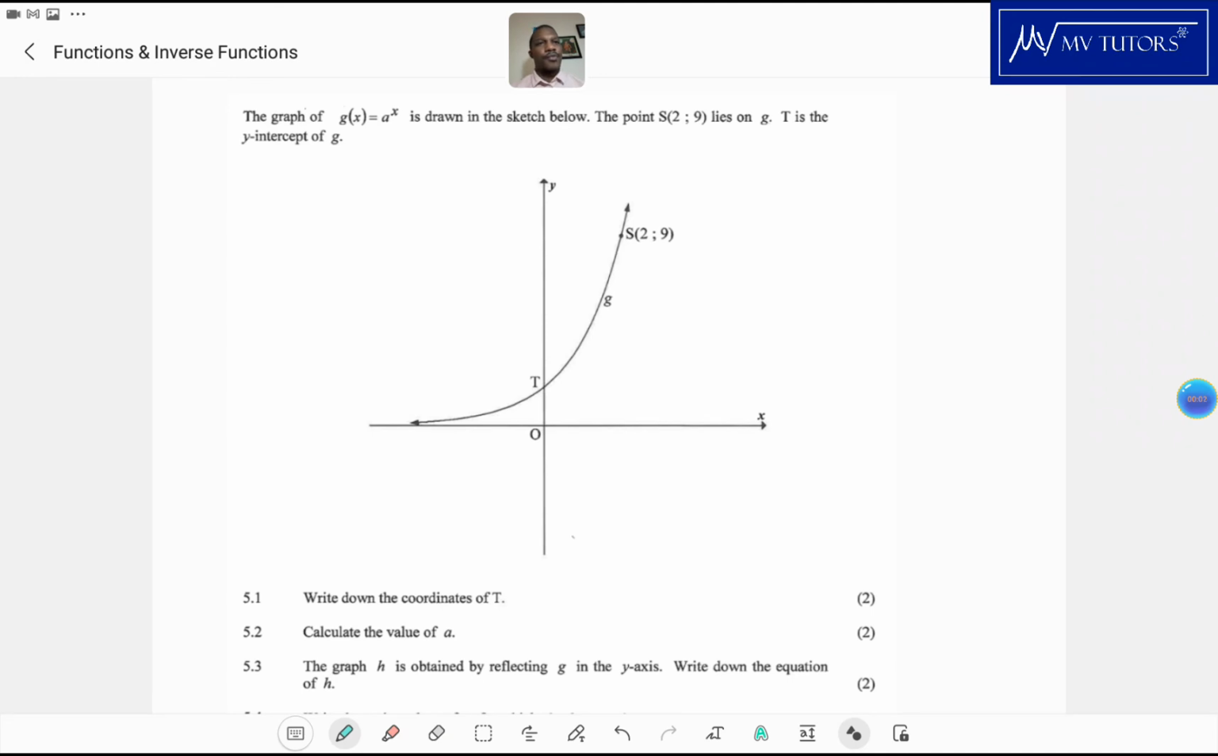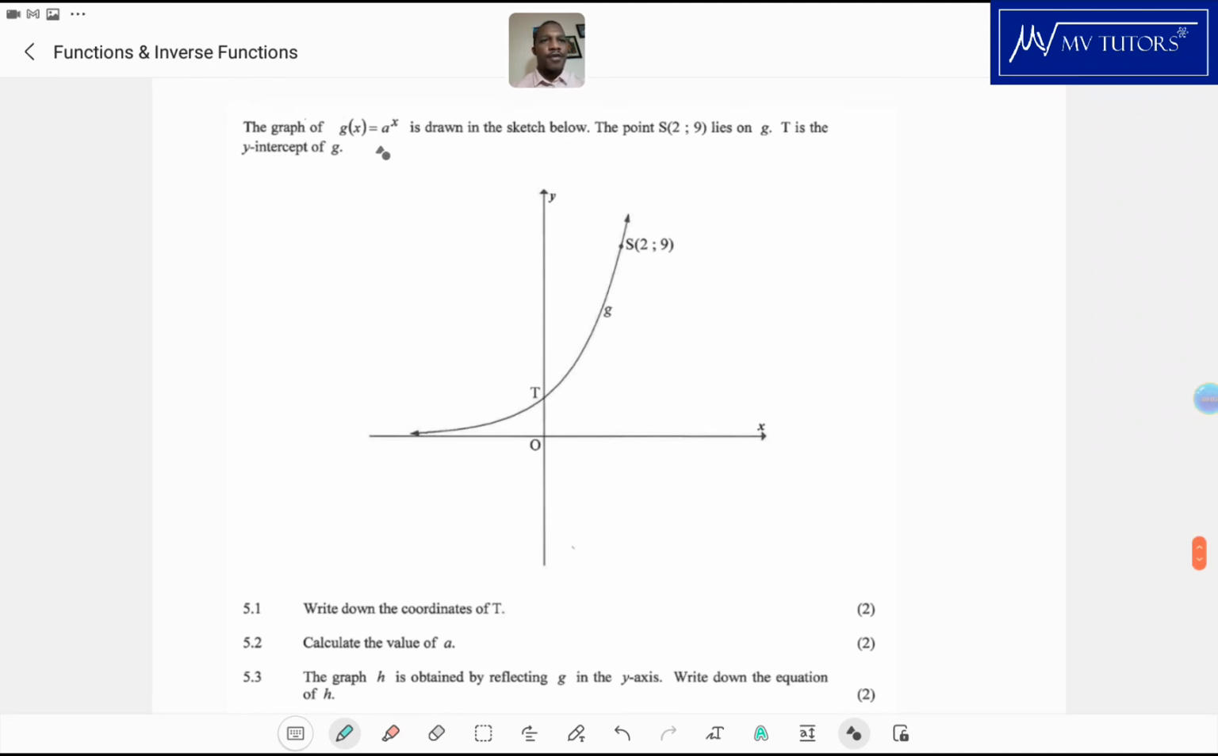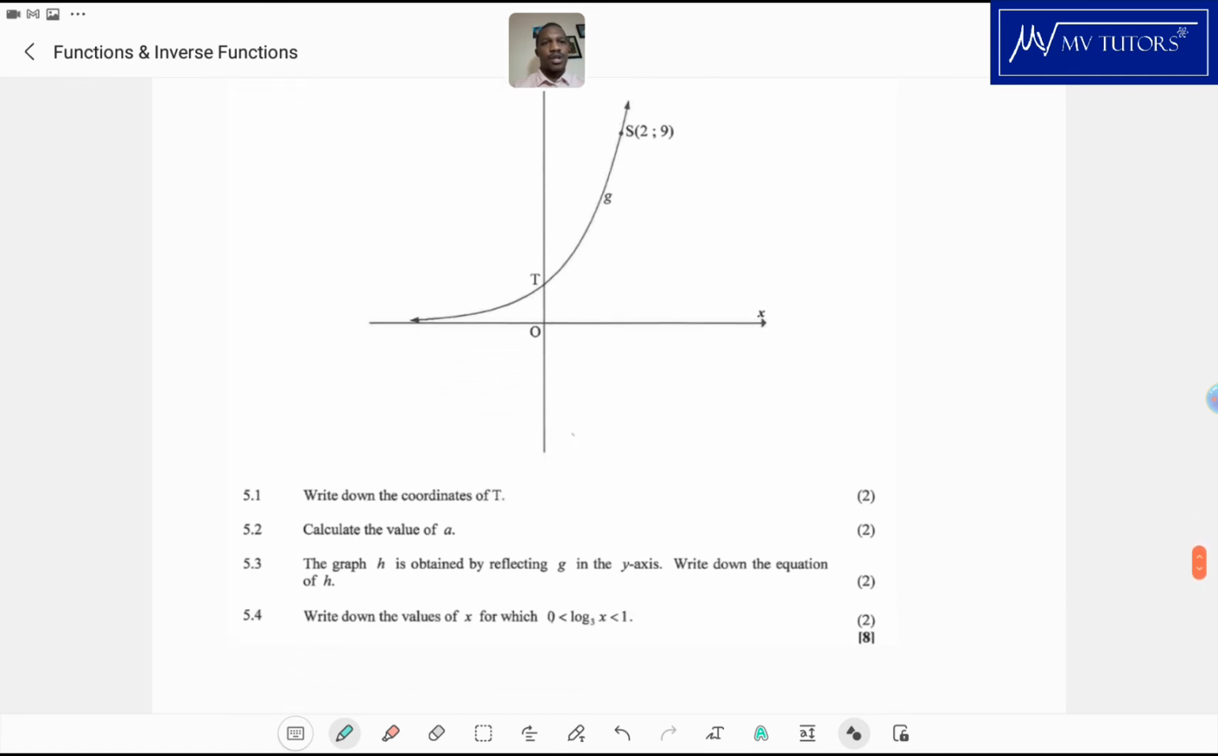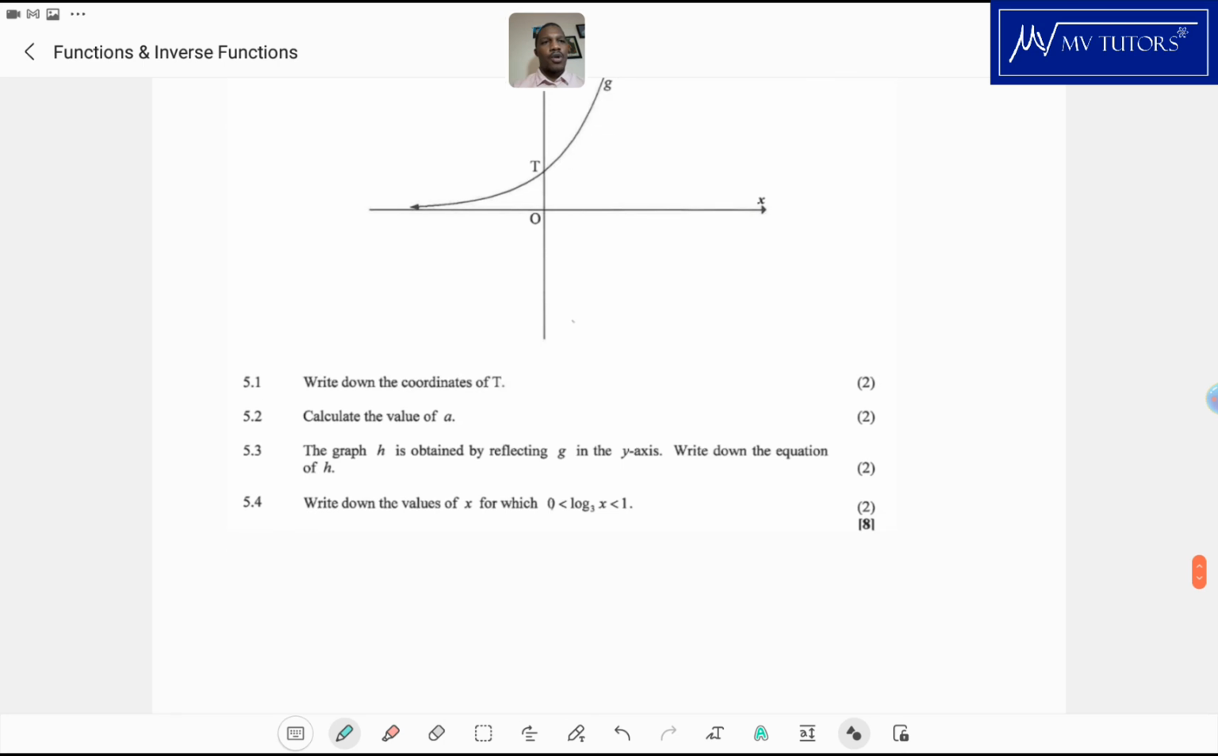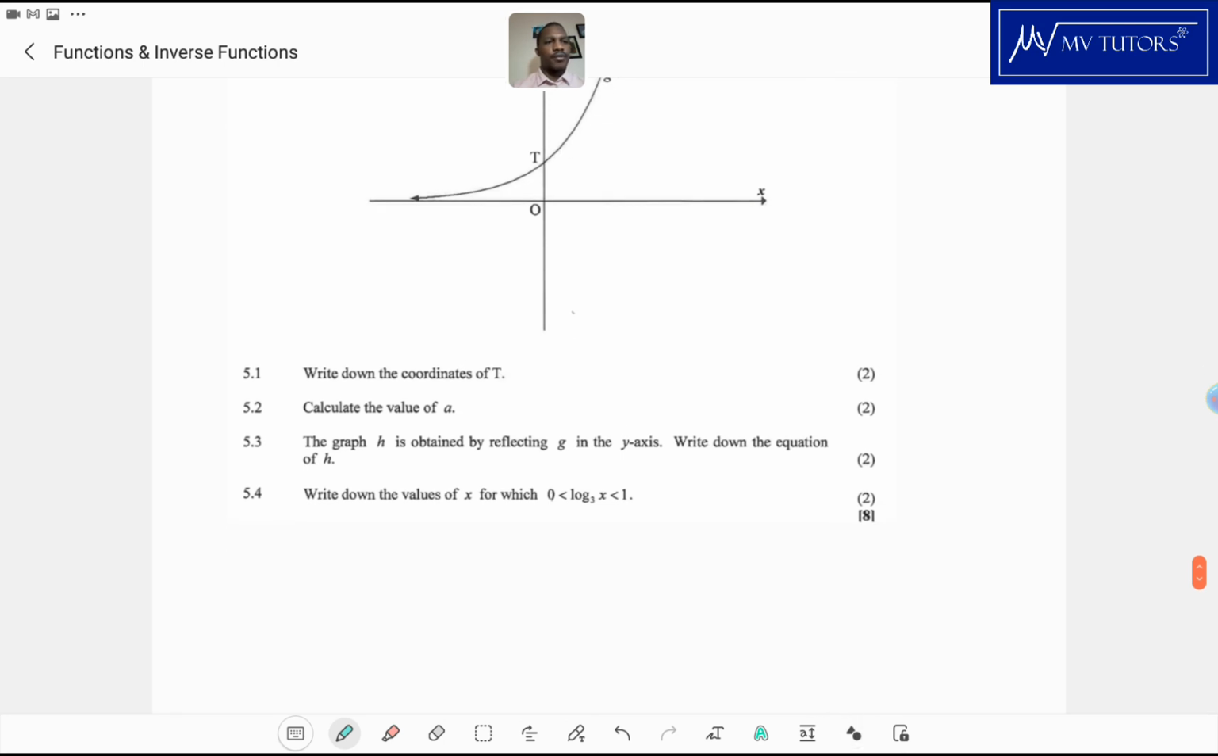Okay, so here we go. Now the graph of g of x is a to the power x. So what kind of function is this? It's an exponential function. It is shown in the sketch below. The point 2, 1 lies on g. T is the y-intercept of g. First question is, write down the coordinates of T.